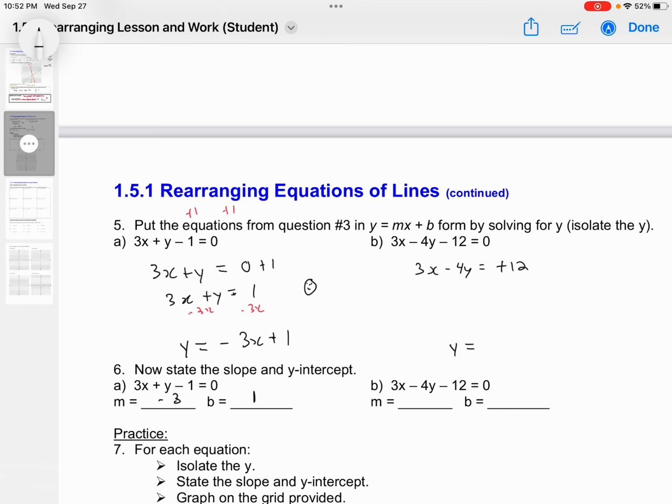Next, the 3x has to move over. And what does 3x become when it moves over? You think about it. If it's positive 3x on the left, when it comes over to the right, it's going to be negative 3x. I could write it second. I chose not to, because I wanted the x to be first.